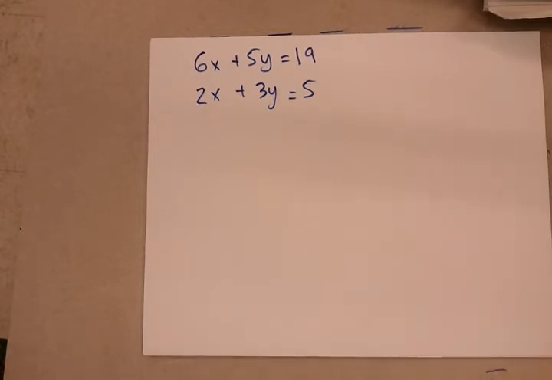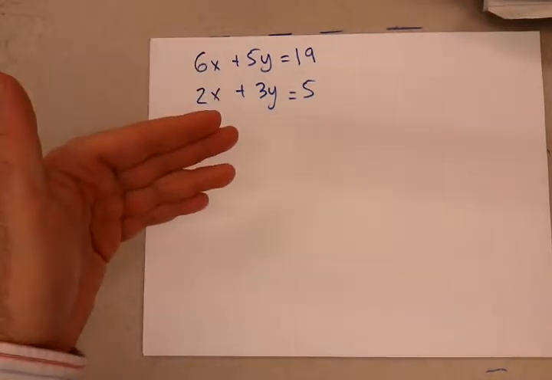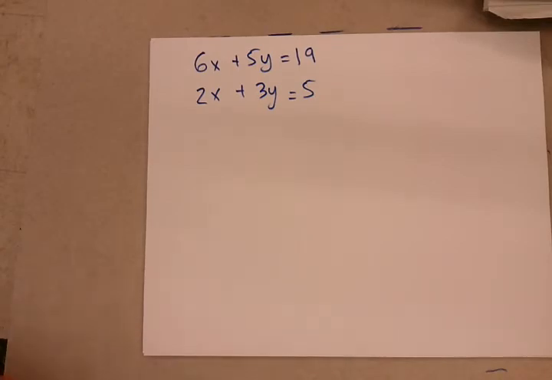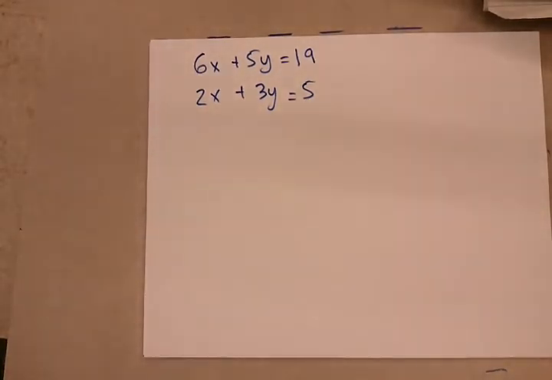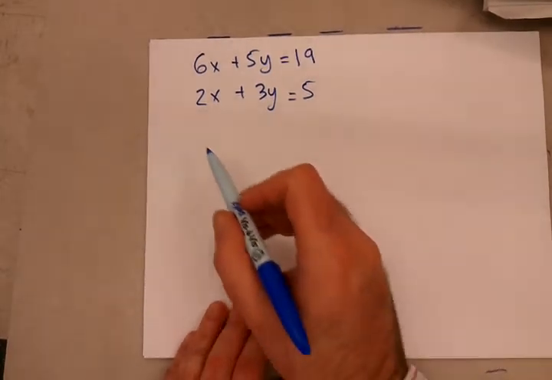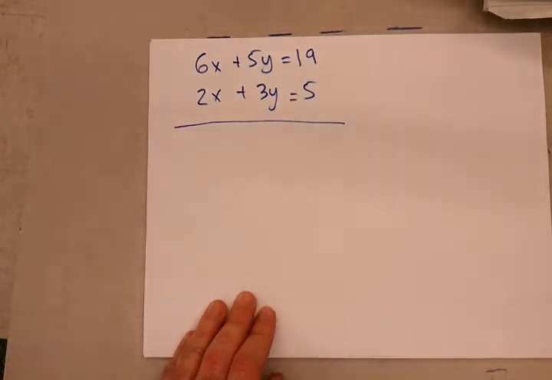Now just at a glance, again, no matter if you add or subtract, you cannot get this system to eliminate a variable. If you add them, 6x plus 2x, 8x, 5y plus 3y, 8y, still both there. If you subtract them, it would be 4x, 2y, both still there. So we can't use elimination. We can, it just requires a little bit of work and a little bit of modification.